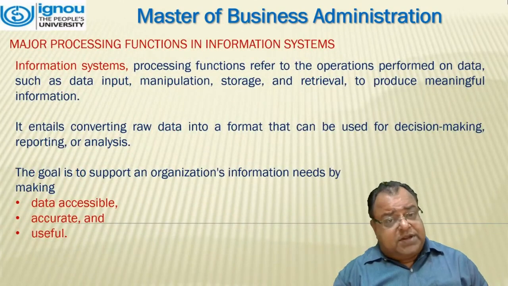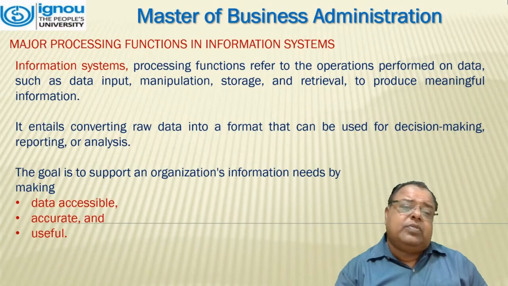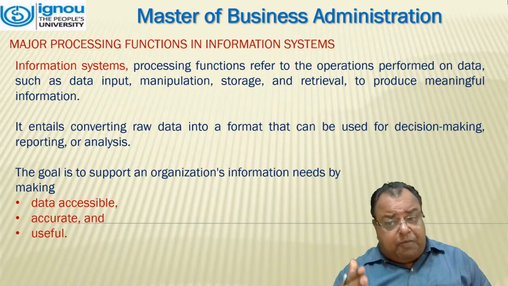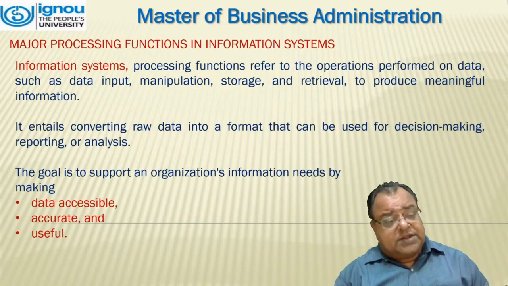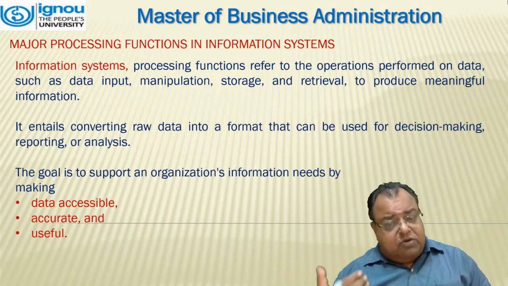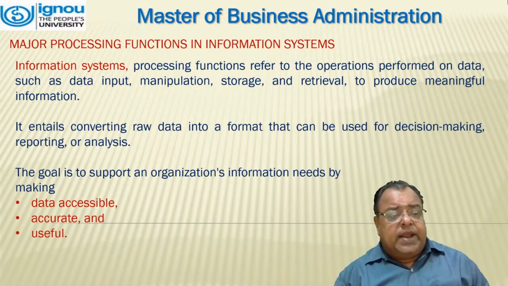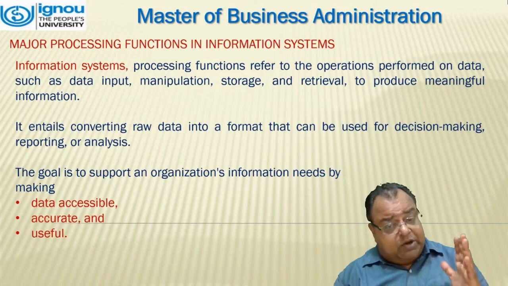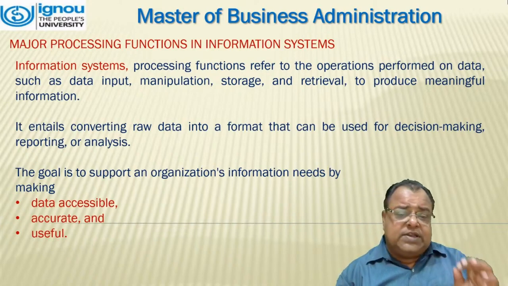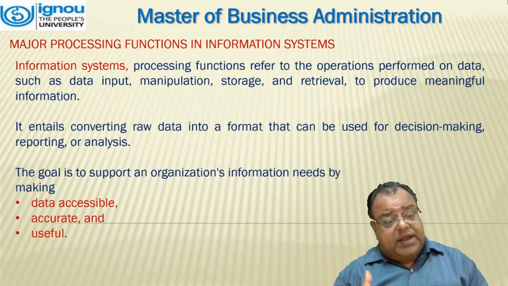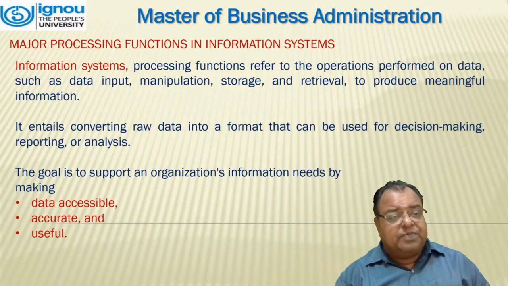Major processing functions in information systems. Information system processing functions refer to the operations performed on data, such as data input, manipulation, storage, and retrieval, to produce meaningful information. It entails converting raw data into a format that can be used for decision making, reporting, and analysis. The goal is to support an organization's information needs by making data accessible, accurate, and useful.